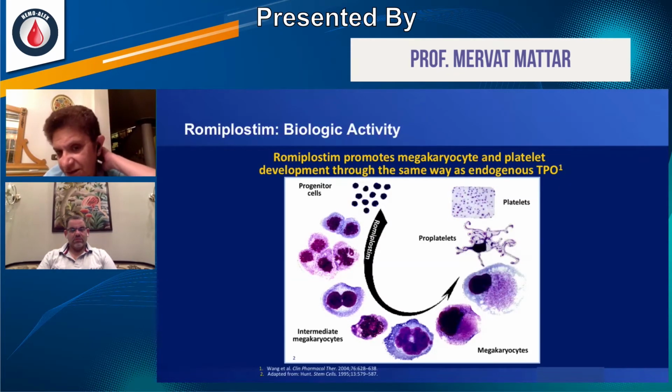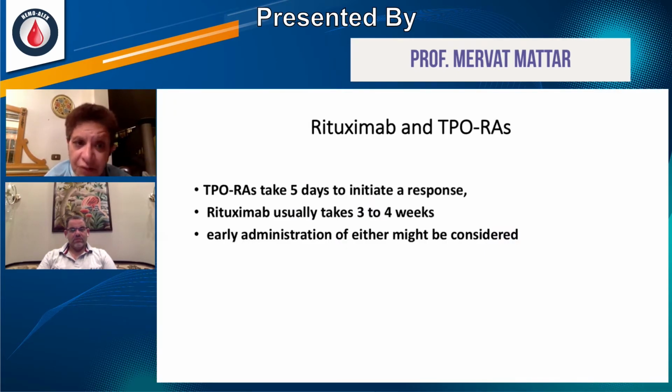Romiplostim or other TPO receptor agonists can be used in emergency situations. However, they take 5 days to initiate a response. And this goes also for rituximab, which usually takes 3 to 4 weeks. However, early administration of these medications, along with other more rapid medications, might be considered to stop the lowering of platelets later on.